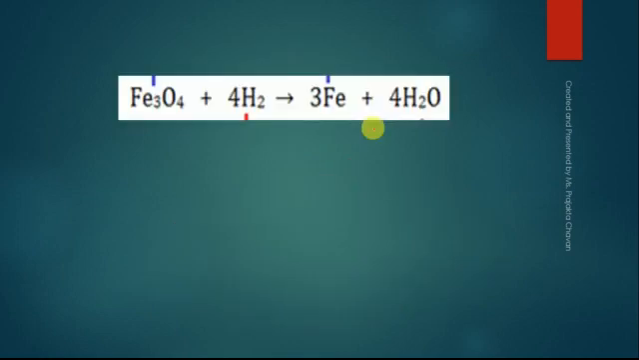Let us move ahead to another equation. Yes, so here it is Fe3O4. On treating with hydrogen, it gets converted to Fe and H2O. So let us understand it again similarly to the previous equation. So here Fe3O4 is getting converted to Fe, isn't it? So here what is happening, students? Yes, removal of oxygen is taking place, and removal of oxygen is reduction.